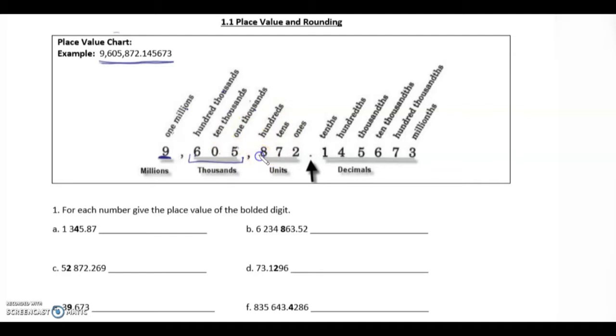Then these are the easy numbers. We have hundreds, tens, and ones. And then after the decimal, what ends up happening is we're mirroring these place values, except after the decimal, we say the words with a TH. So tenths, hundredths, thousandths, ten thousandths, hundred thousandths, and millionths.